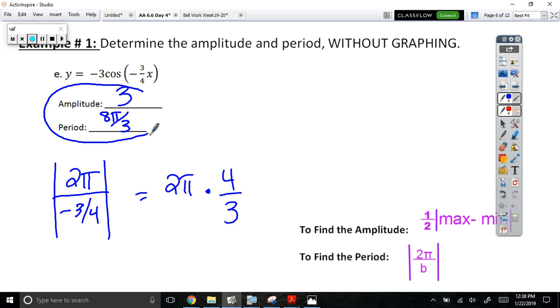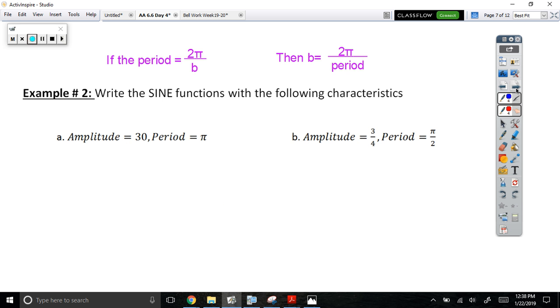I'm going to give you the amplitude and period, and then I'm going to ask you to write the equation that would model that function. Okay? So we're going to take the formula that we already know, which is the period equals the absolute value of 2 pi divided by b, and we're going to switch it around. Okay? So we're going to solve for b.